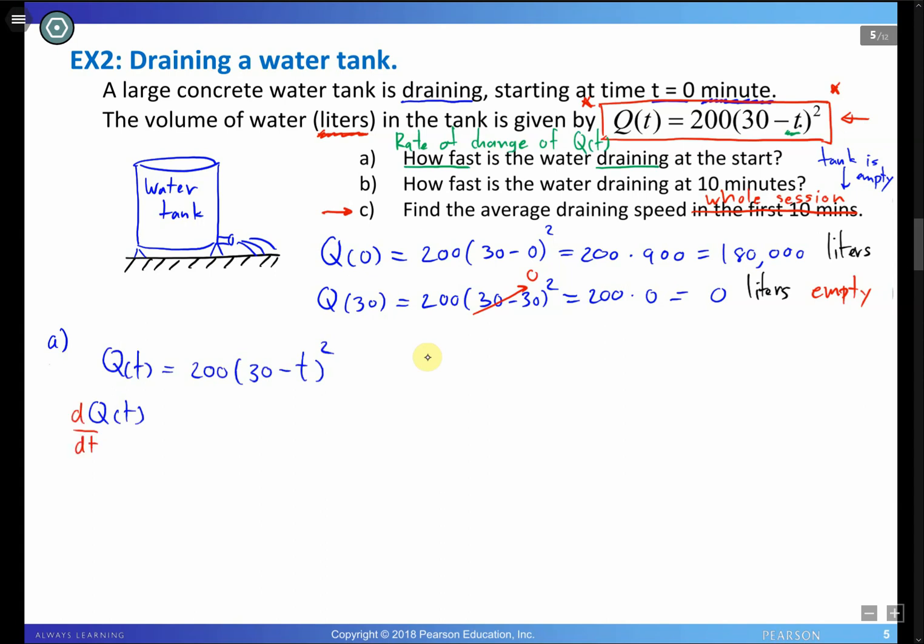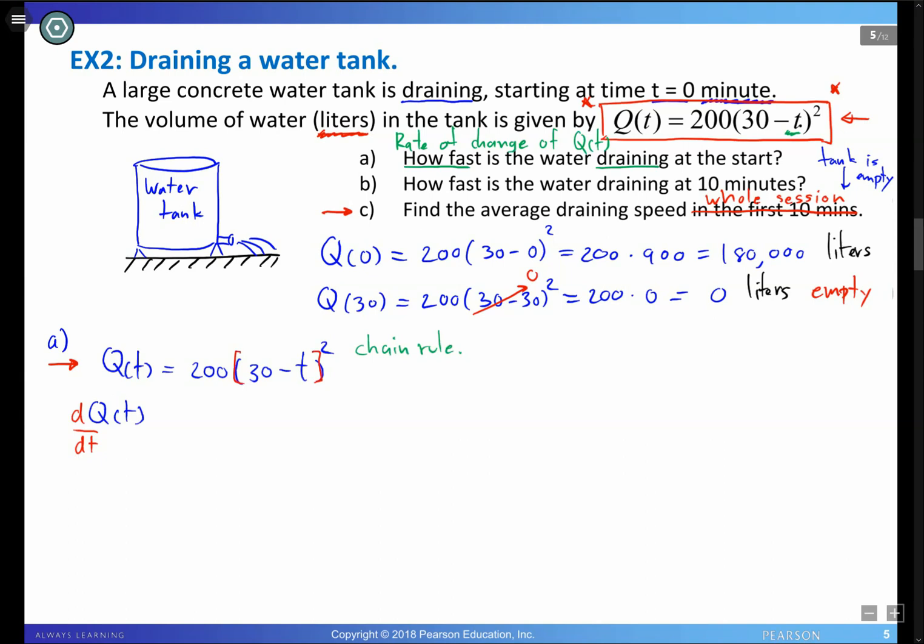So let's take a look here at this function, Q of t. We need to differentiate this. But looking at this, I think I see a function inside a function here. So what about we group these two together inside a box, 30 minus t inside this box, and this box has a square outside. So this is definitely a composite of several functions, so we need the chain rule for this one. We need to use the chain rule to differentiate this.